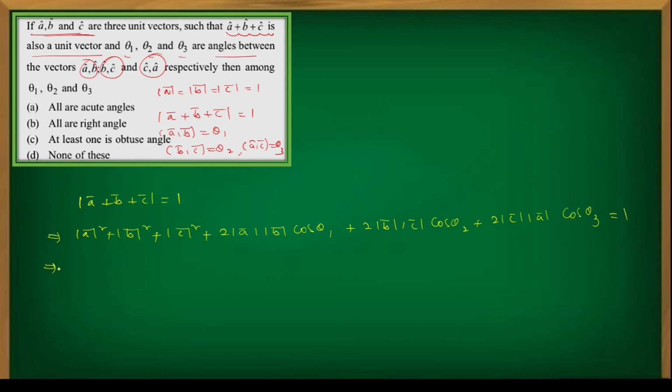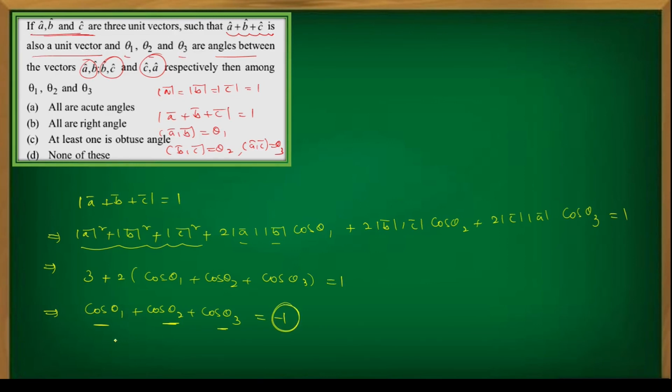Now if you substitute mod a value 1, mod b value 1, mod c value 1, you get 3 plus 2 times cos theta 1 plus cos theta 2 plus cos theta 3, which is equal to 1. From this, cos theta 1 plus cos theta 2 plus cos theta 3 is equal to (1 minus 3) by 2, which is minus 1. Now the sum of the three numbers is minus 1. If all are positive, what happens?